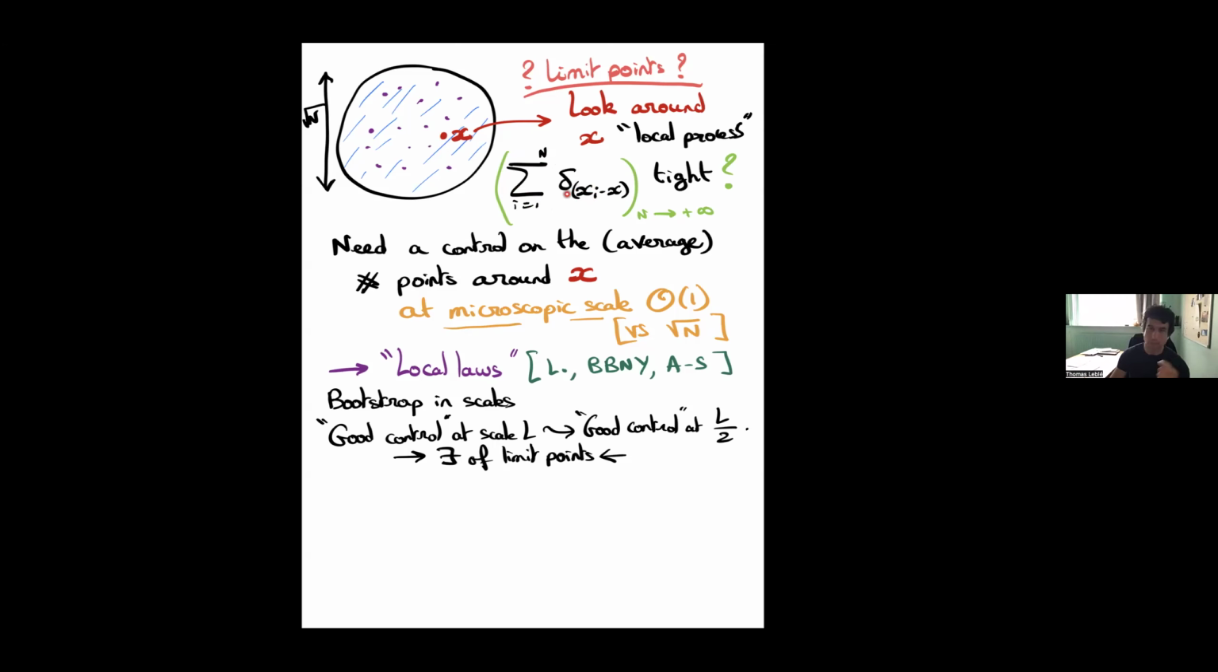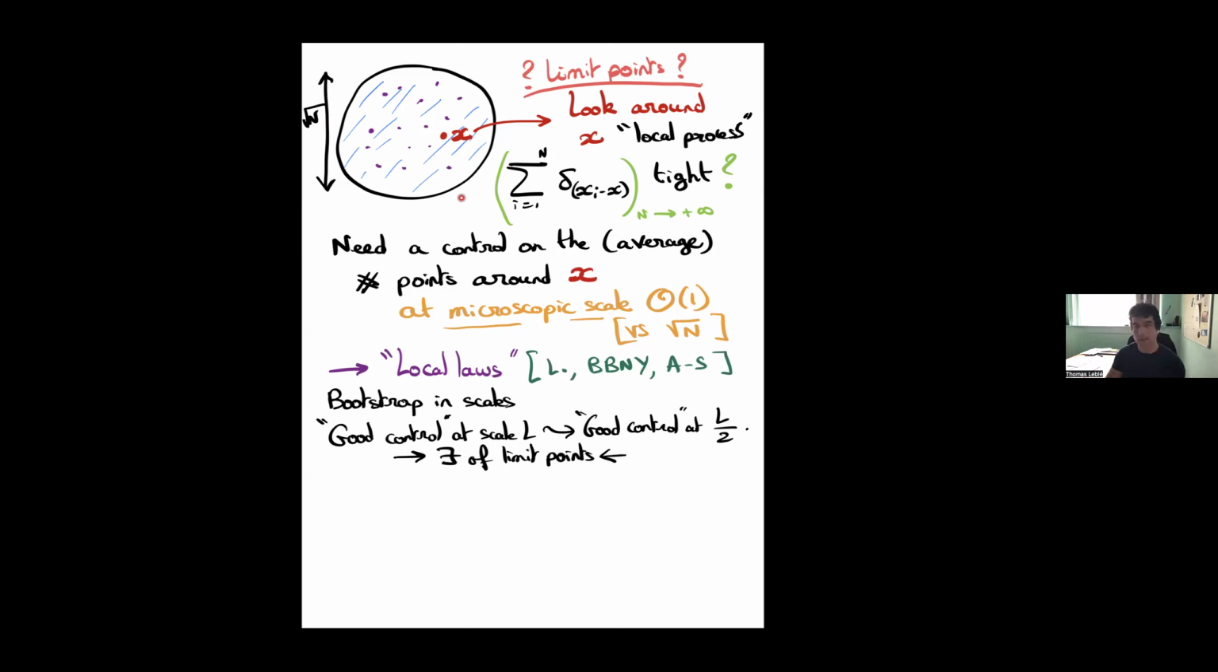And if you do some elementary functional analysis, so to speak, you realize that you would want a control on the average, or maybe the second moment, but the average is fine, of the number of points around X. But around X at a microscopic scale. So here, square root of n is the global, macroscopic scale. And big O of 1, so the distance between two charges here, is the microscopic scale. And that's what you need.